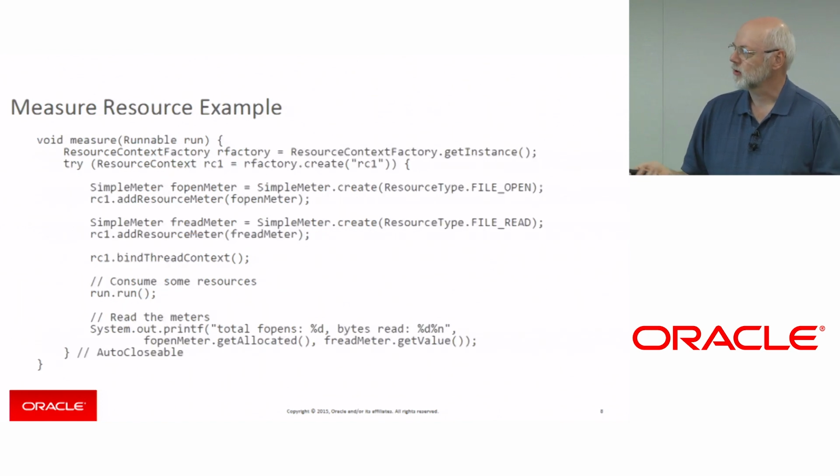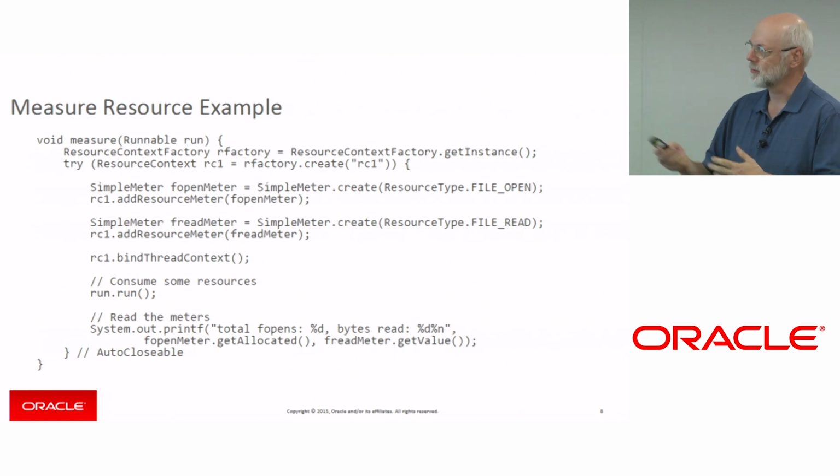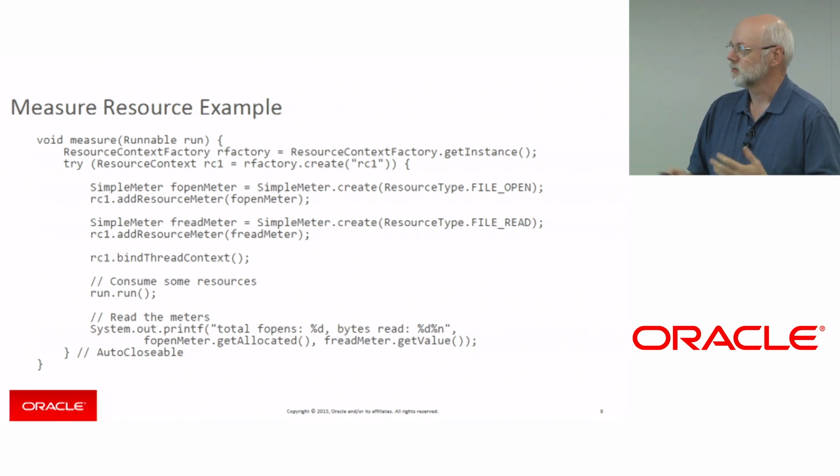So here's a real quick example, if you were writing an application to measure some resources, you end up getting the current resource factory. You can create a resource context. This one just adds a simple meter for file opens and file reads, and they're added into the resource context. It binds the current thread to the resource context, and then does something.